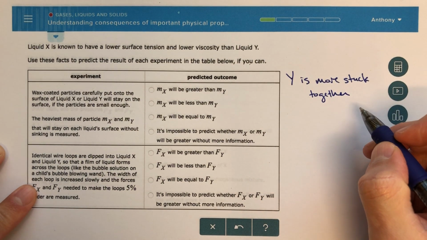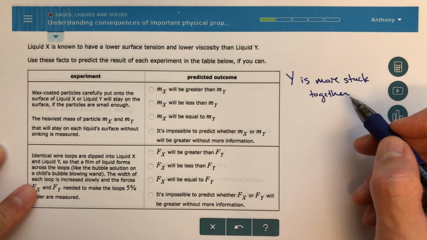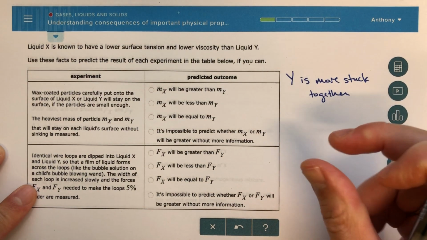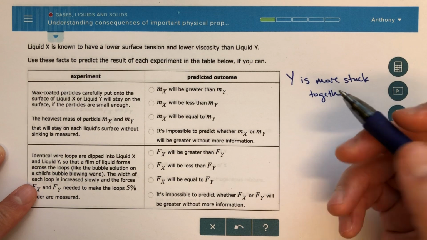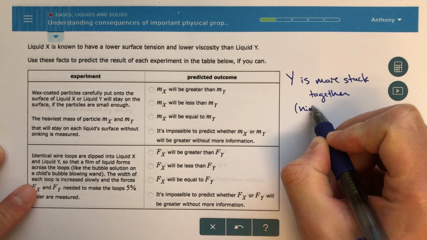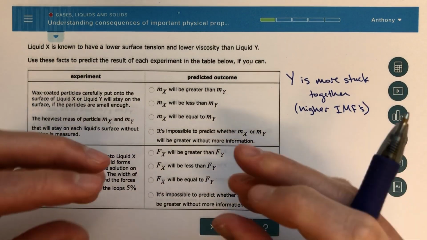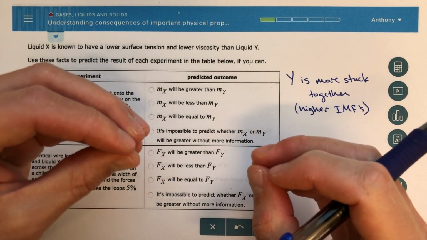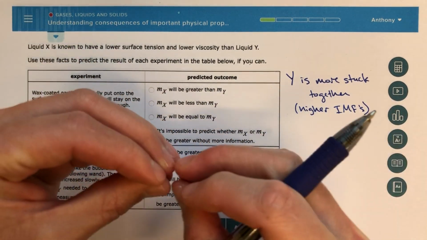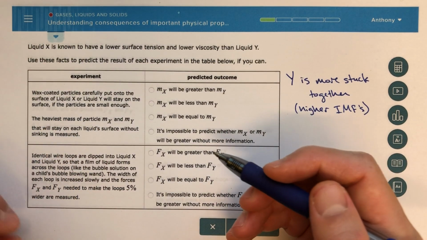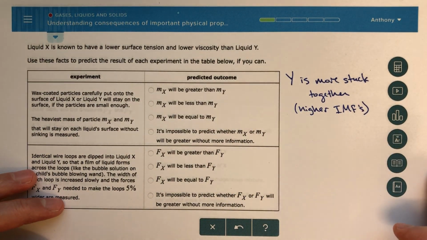It's a crude way to think about these different liquids, but I think that it gets to the point, right? And it gives us a really good idea of what we mean when we say it's got higher intermolecular forces. So if we want to be a little bit more sciencey, we could write higher intermolecular forces. But more stuck together means that, if my hands are the different molecules of Y, they're going to be more stuck together. To pull them apart, it's going to take more energy than the molecules of X. So I think it's a good way for us to think about what's going on.